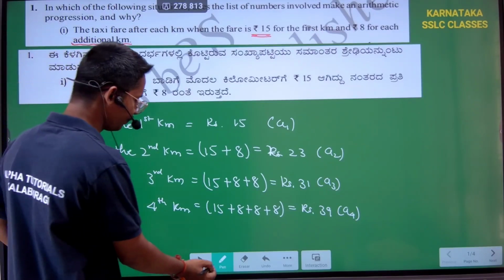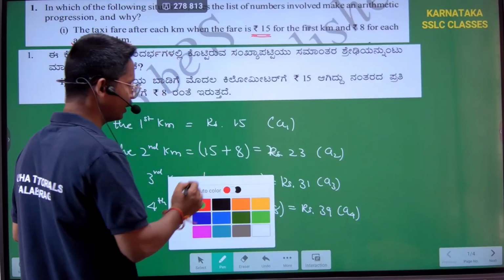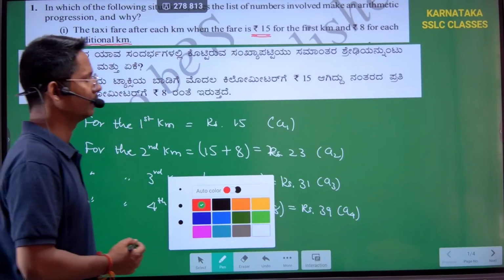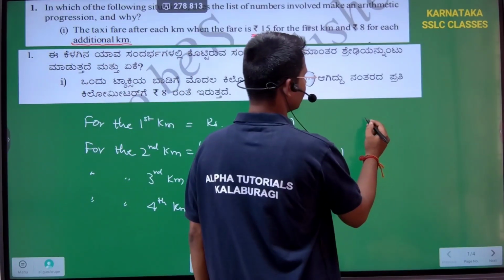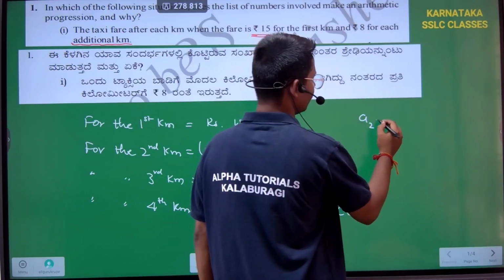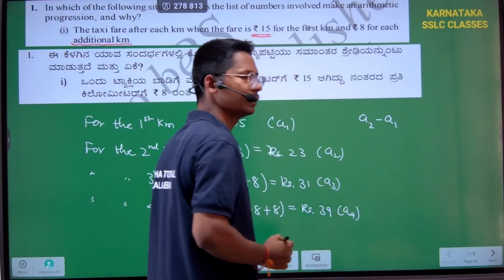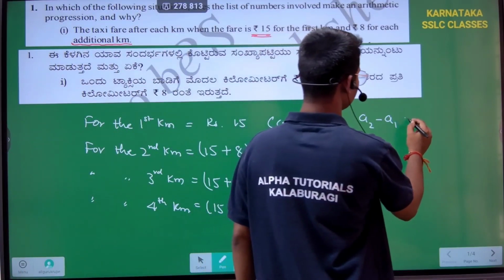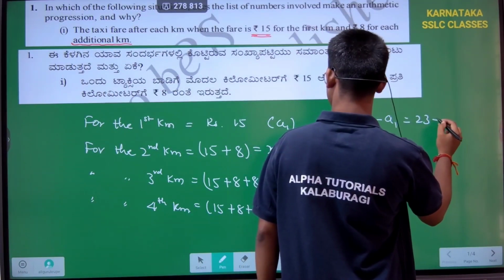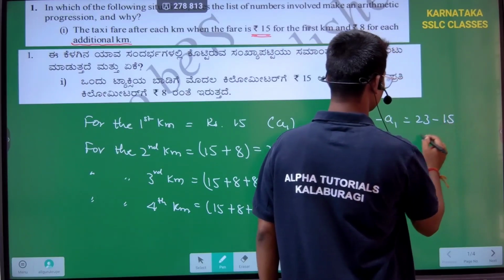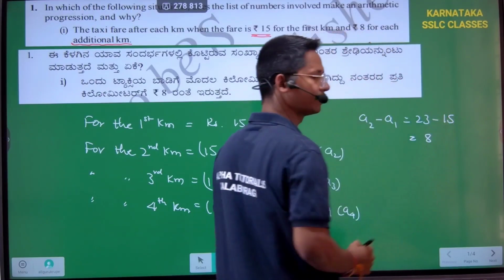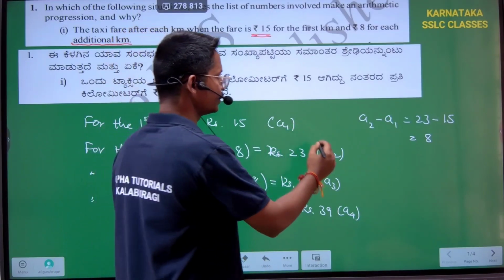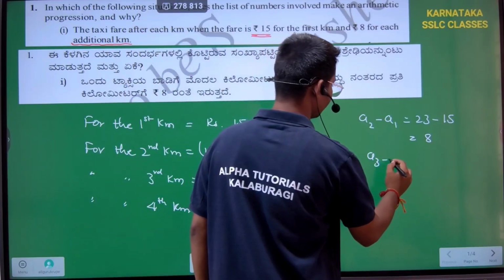Now we'll try to find the common difference. I'll find the common difference as A2 minus A1, second term minus first term. What is A2? It is 23, minus A1, 15. So we are going to get 8. A2 minus A1 is 8. Similarly, I will find A3 minus A2.